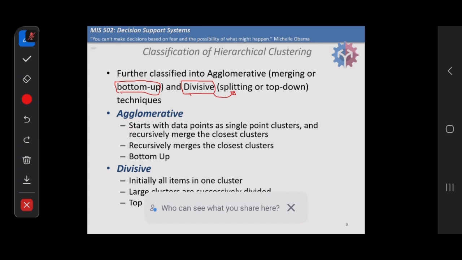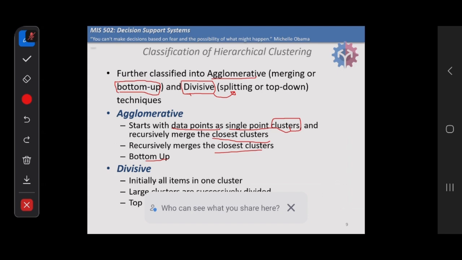But when you're joining points into clusters and you're going up, this is called agglomerative or bottom-up approach. So how do you start agglomerative approach? You start with individual data points as single points, and then you start making clusters at the bottom. Then you look to merge the nearest one and the next closest cluster and the next closest cluster, and you keep going up. So that's why you call it bottom up.